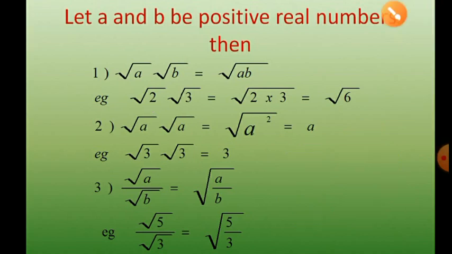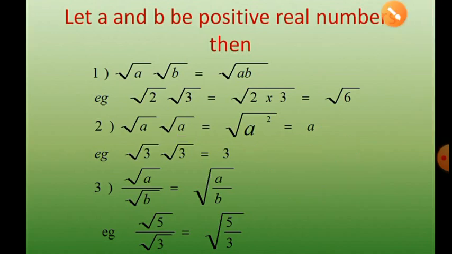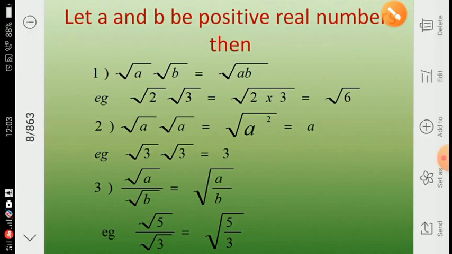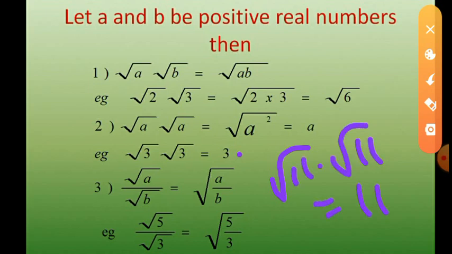Okay. Next, with the help of that, we can write root A into root A. Will it be root of A into A? Root of A into A is root of A square. And what is square root of A square? I'll be getting it as A. So for example, root 3 into root 3 will be equal to 3. What will be root 11 into root 11? It will be equal to 11 itself.